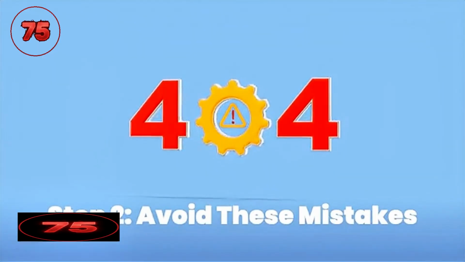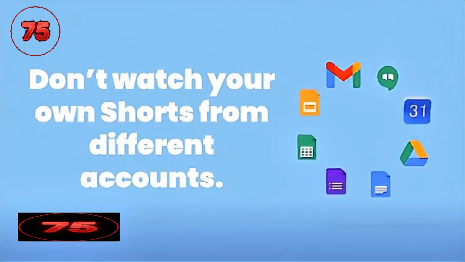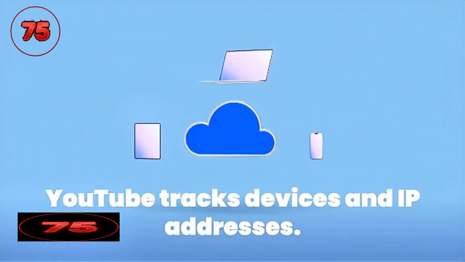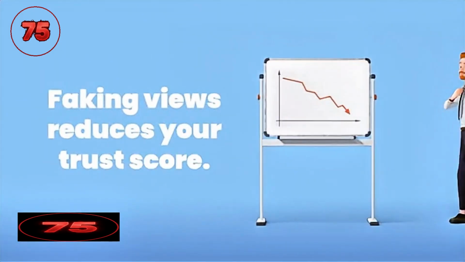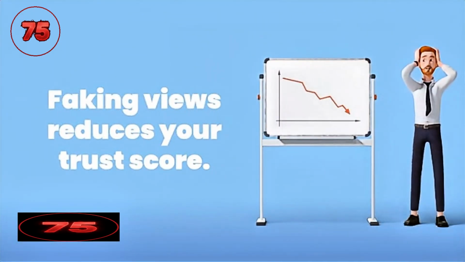Warning. Step 2. Avoid these mistakes. Don't watch your own shorts from different Gmail accounts. YouTube doesn't count Gmail IDs, it tracks devices and IP addresses. If you try to fake views, it reduces your trust score, and the algorithm will suppress your channel.